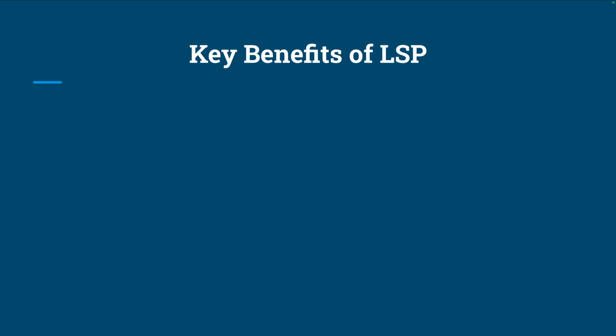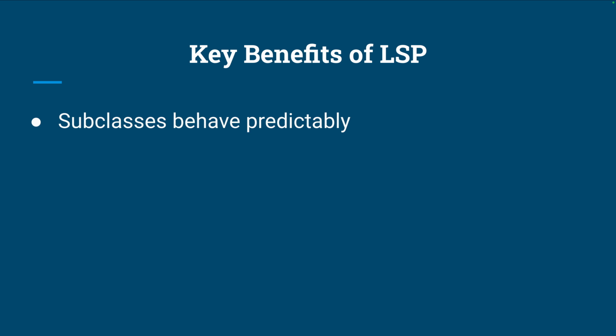This is what the Liskov Substitution Principle is all about. Only give your classes the behaviors they actually support and don't force them into roles they can't play. Let's wrap this up with a few key benefits of following the Liskov Substitution Principle. First, it makes sure your subclasses behave in a predictable way. No surprises, no weird behavior. Everything works like you'd expect.